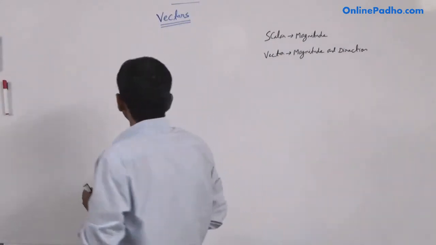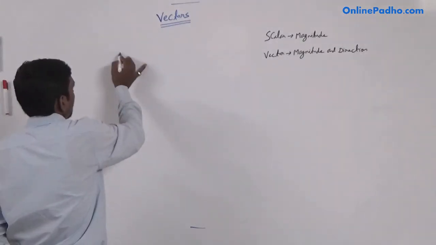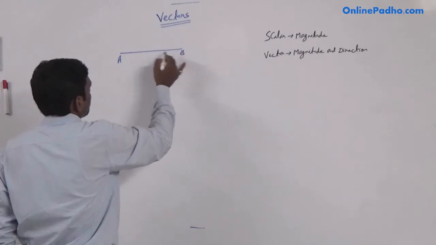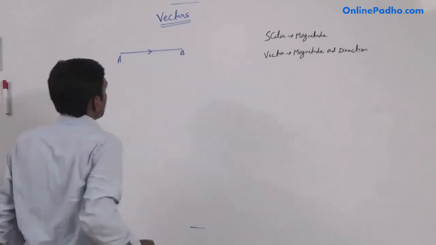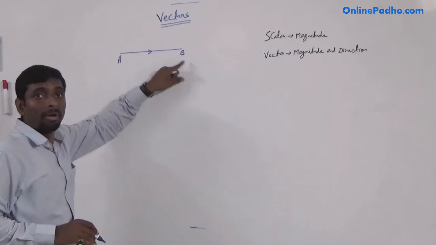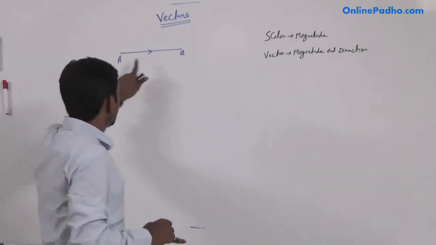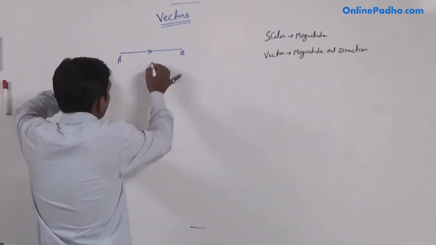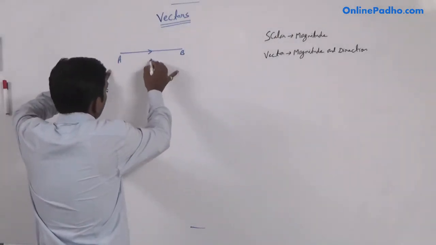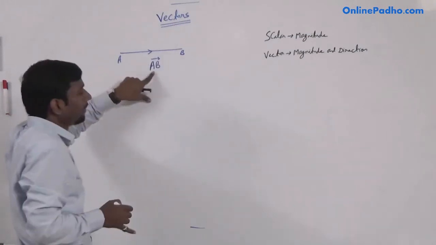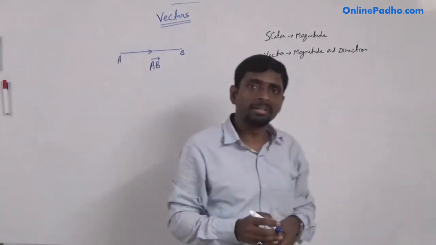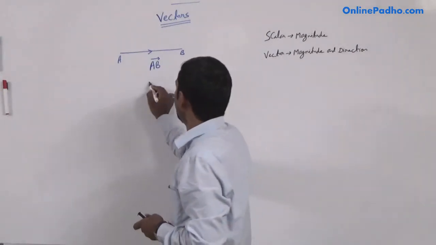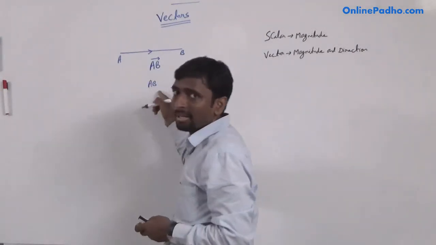Then how can we represent a vector? Let us see. If we have to represent a vector from point A to point B, direction is already defined. From point A to point B, means A is the initial point and B is the final point. This vector can be written as AB with an arrow on it. This is called AB vector. Direction is defined. But if you say AB, what do you mean by AB? AB can be written as BA also.